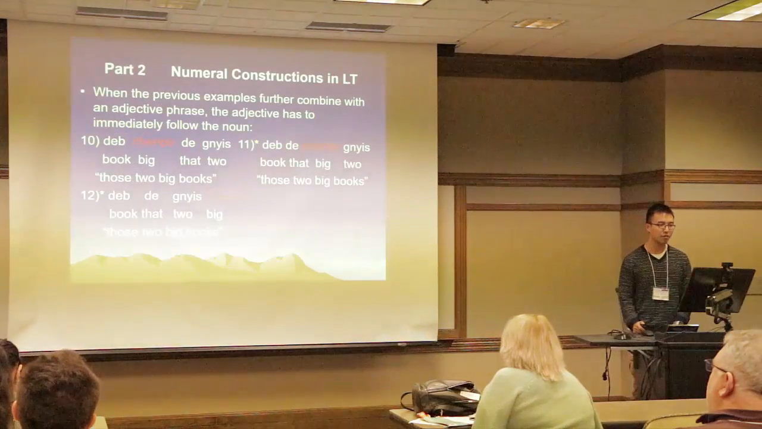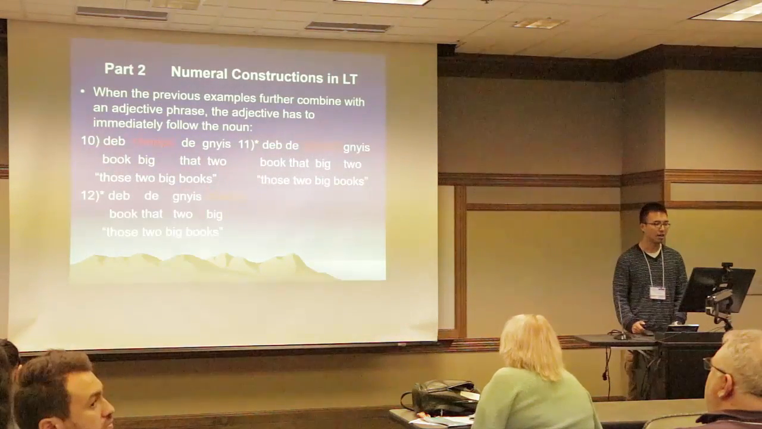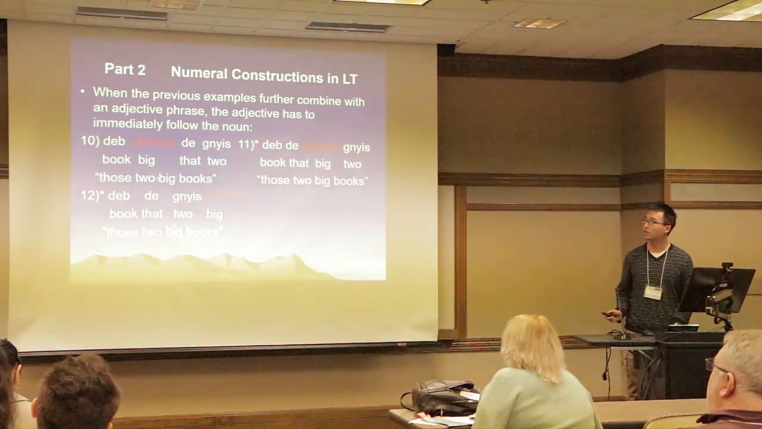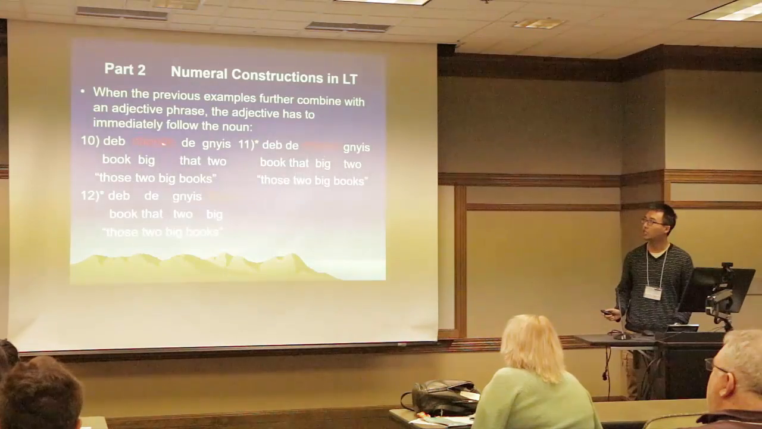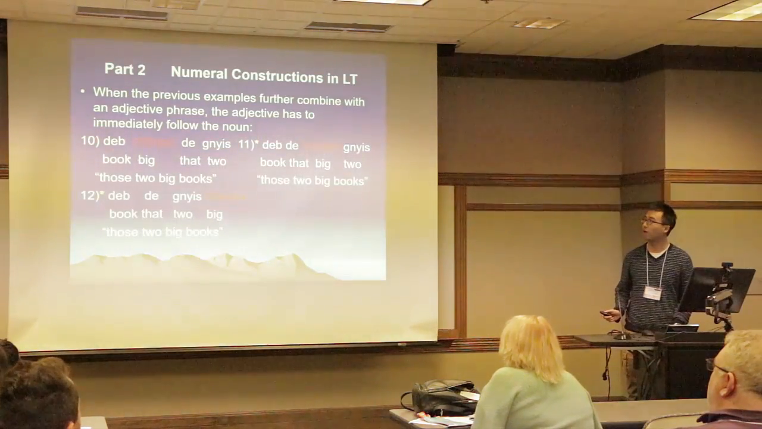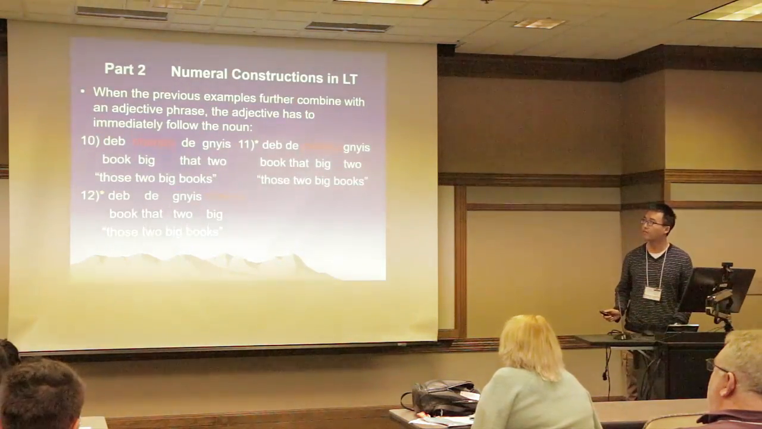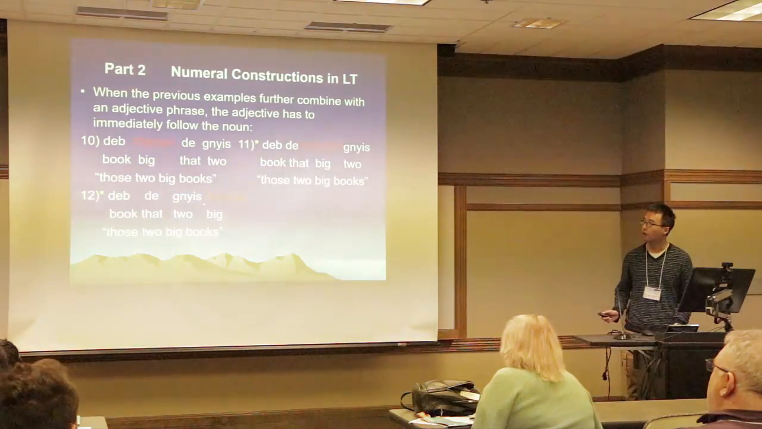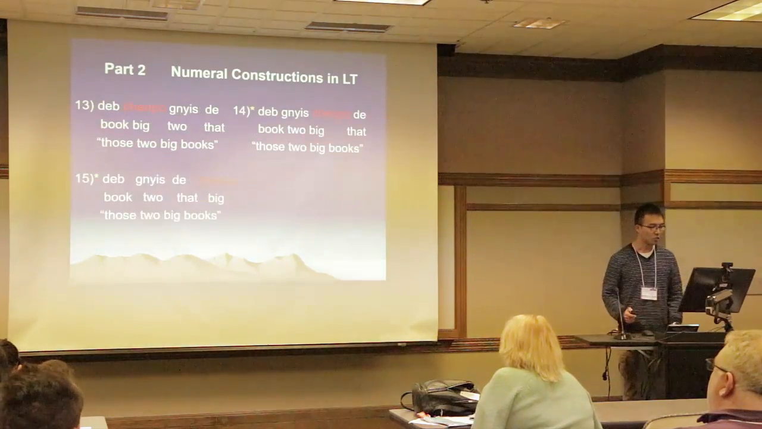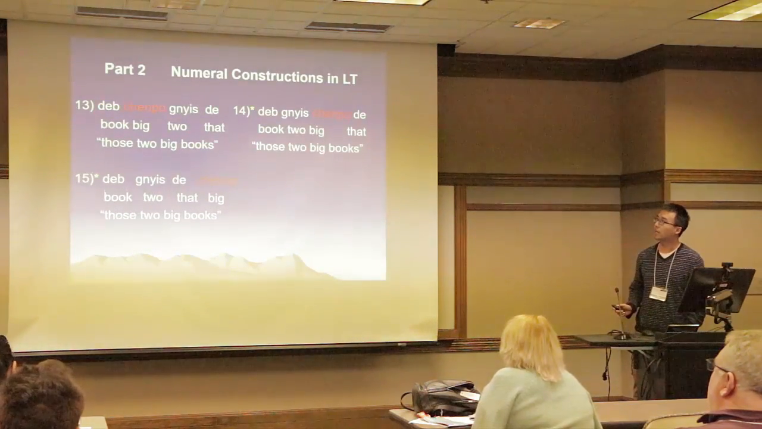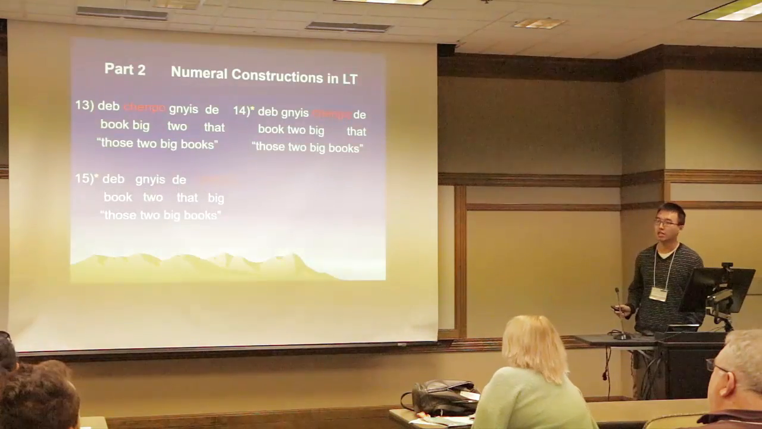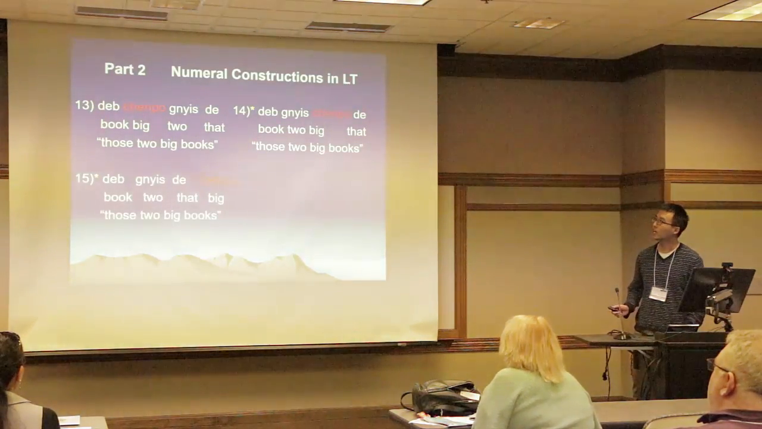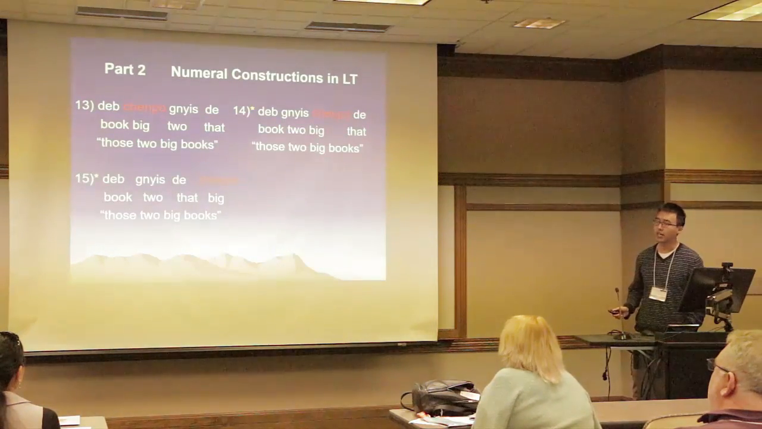When previous examples further combine with an adjective phrase, the adjective has to immediately follow the noun. So if you have an adjective big here, those 2 big books, this big, Chenbo, needs to follow this noun, should always follow this noun. So Chenbo cannot follow the demonstrative, Chenbo cannot follow the number. Also, we have seen that the demonstrative element can follow the numeral construction. So here, Chenbo needs to follow the book, and here the Chenbo cannot occur in any other places.